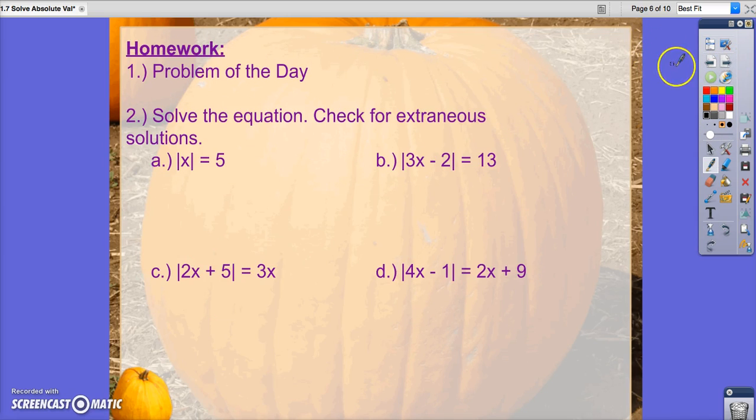All right, that's it for part 1. Homework problem of the day: solve the equation and check for extraneous solutions. I have a mix of them with variables and without. And it's actually a pretty short amount of homework today. So make sure you go through everything and be ready for class.